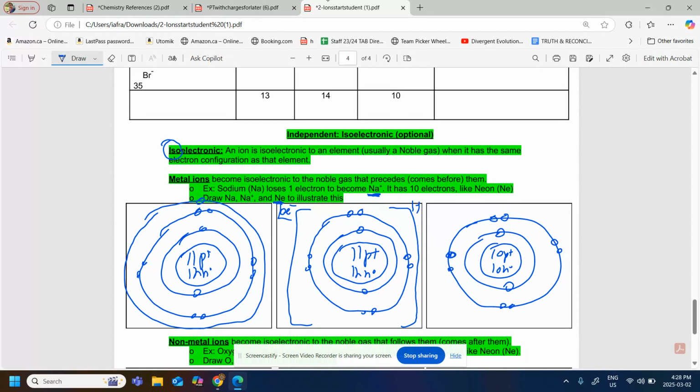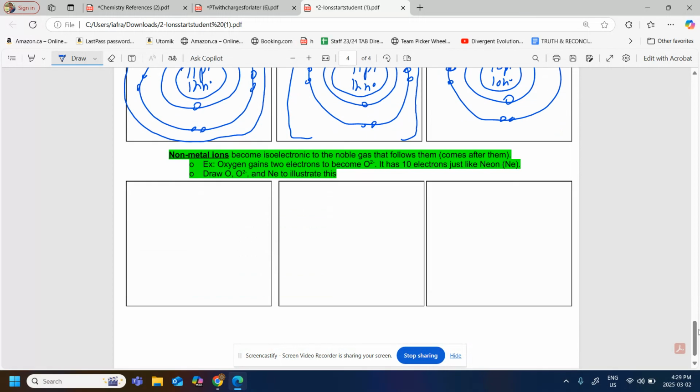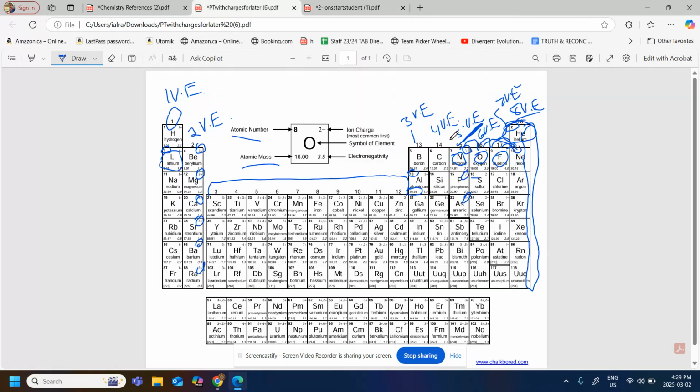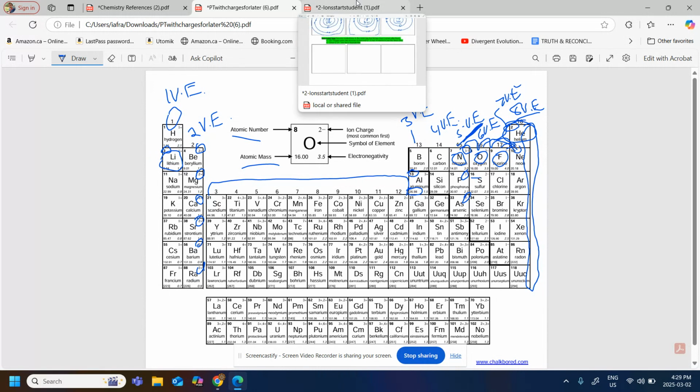So metals lose electrons and become like the noble gas just before them in the periodic table. And so we say they're isoelectronic to them. So the sodium ion is isoelectronic, same number of electrons, to neon. And I demonstrated that here, 10 electrons, 10 electrons. Whereas nonmetals, they become like the noble gas that comes after them. So for example, oxygen is going to gain 2 electrons to become like neon. It's not going to go backwards and become like helium. Lithium could do that, it would lose and become like helium. But oxygen has 6 valence electrons, it's going to gain 2 to get to neon, essentially. It's not going to become neon, it's going to look like it in terms of electrons.